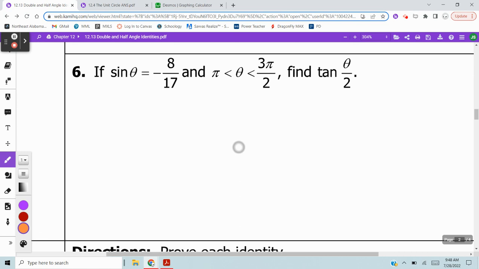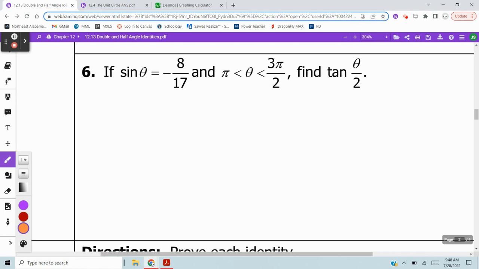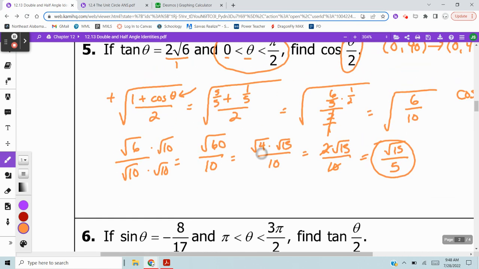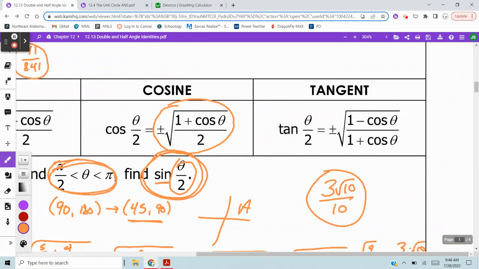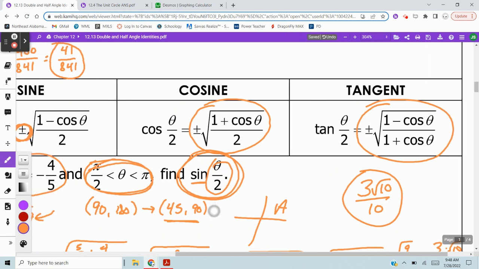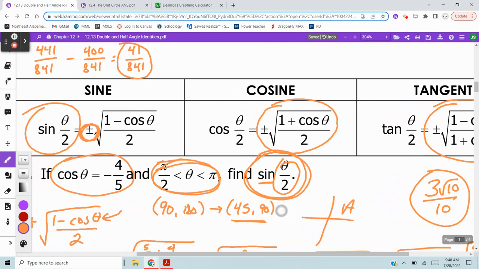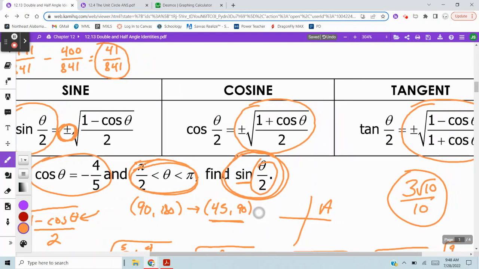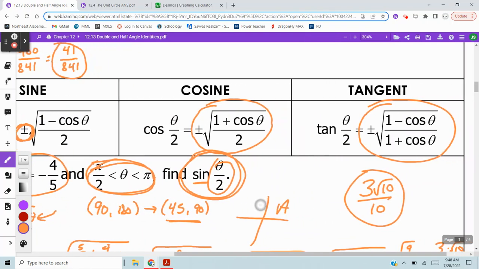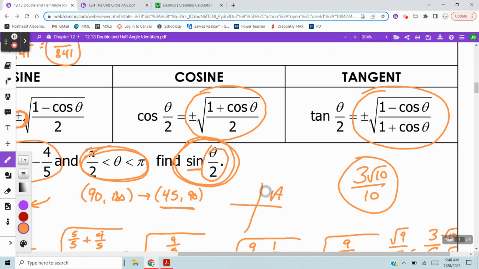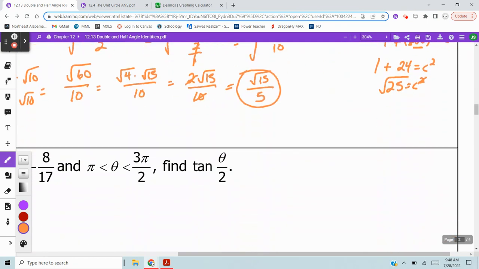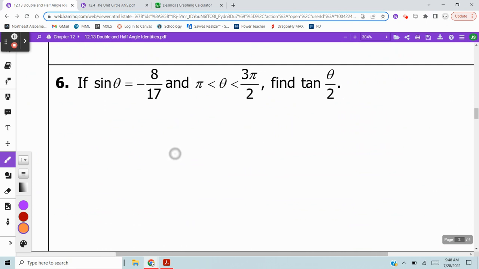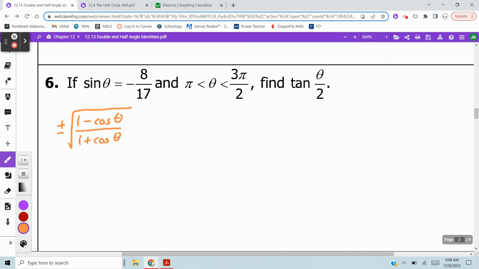Okay, the next one. We're looking for the tangent of theta over 2. Let's scroll back up and write down the formula for the tangent of theta over 2. That's the only one we hadn't used. You can kind of see where it comes from since tangent is sine over cosine. You can see the 1 minus cosine on top, the 1 plus cosine on bottom, and the 2's would actually cancel if you do that. So let's go ahead and write down the formula.